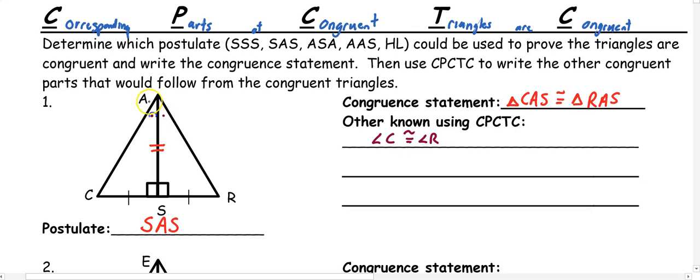We also have these two angles at the top. Now, we're not going to name them 1 and 2. We're going to use 3 letters to name them. So we have angle CAS is congruent to angle RAS. And lastly, we know that CA is congruent to RA.